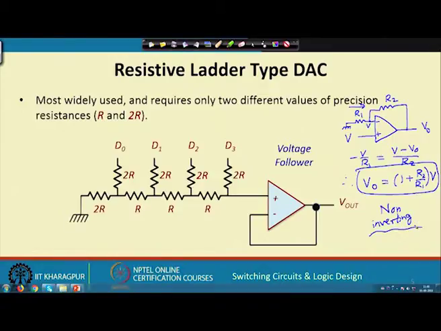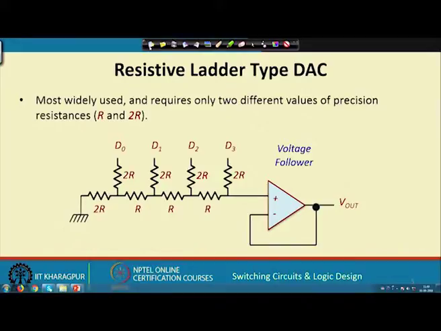Another property you see in this expression: if I set R2 equal to 0, then V0 becomes equal to V. You see, in this configuration we have done exactly that. In the feedback path there is no resistance, that means R2 is 0. And this kind of configuration, where the output voltage is the same as the input voltage, is called a voltage follower. So, in this circuit we have used a voltage follower using op amp, as you can see.